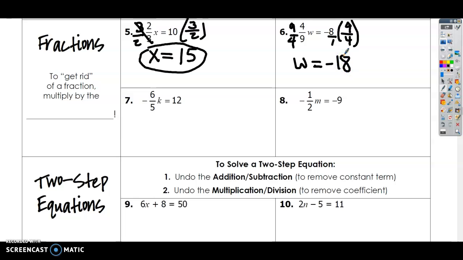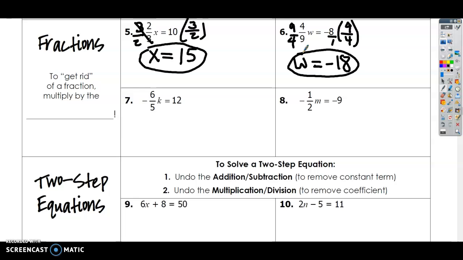Again, if you need a calculator, I know a lot of you guys don't like fractions, but try to make sense out of these. Fractions are just numbers that we use all the time as well. All right, now you can check that by doing 4/9 of -18 and make sure you get -8. All right, number 7 and 8 are very similar. The only difference is there is a negative number.